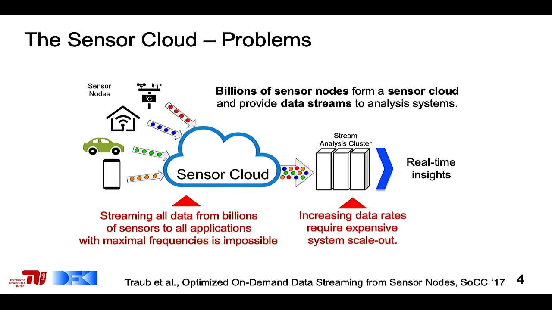what data and which degree of detail do you actually need. On the other side, we also have increasing data rates at the stream analysis cluster, which require a very expensive system scale-out. So this is not only about financial costs, this is also about latency. So think about whenever you have synchronization points in your stream processing pipeline, then the latency actually also increases because all the nodes have to find this point where they basically synchronize on a certain point in the stream.